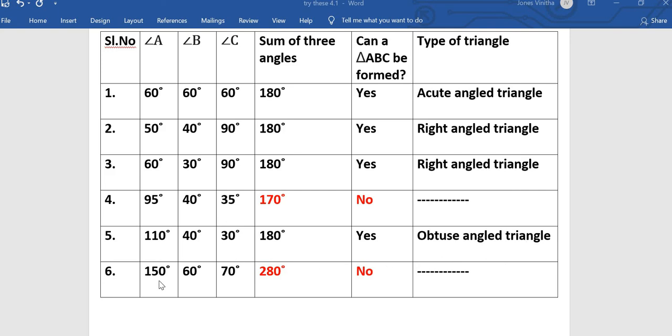Coming to the last one, 150 degree, 60 degree and 70 degree. If you add the three angles, we will get 280 degree. Is it possible to form a triangle, children? No, we cannot form a triangle. So kindly write it in your notebook, children.